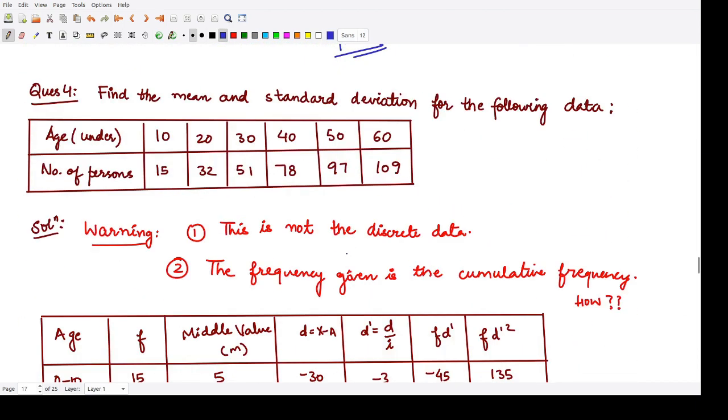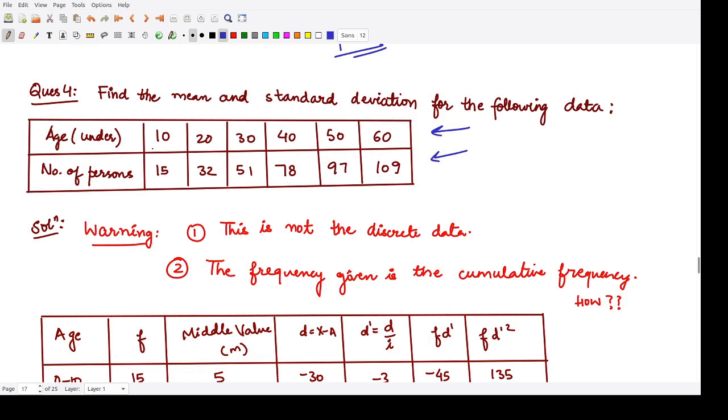Now here we see the next example. In this example, we have to calculate the mean and the standard deviation for the following data. Here age is given to you and the number of persons is given to you. So now read the question carefully.